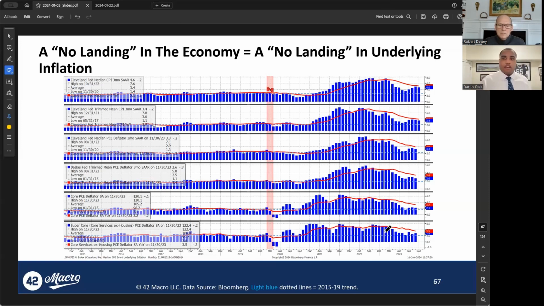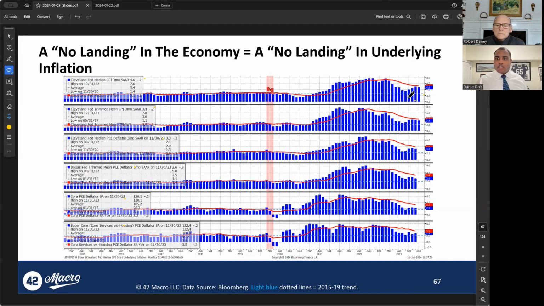So in this chart here, we're showing median CPI, trim mean CPI, the median PCE deflator, the trim mean PCE deflator, and then the core PCE and super core PCE. And the blue bars in each of these panels represent the 3-month annualized rates of change. The red line in each panel represents the year-over-year rate of change, and the light blue line in each panel represents the 2015 to 2019 trend of the 3-month annualized bars.